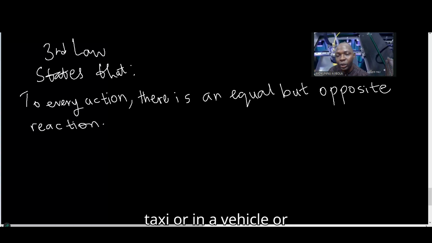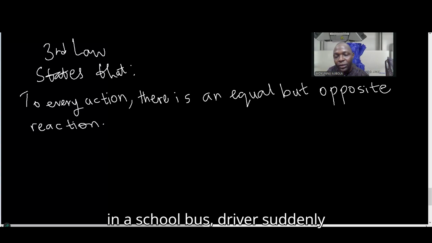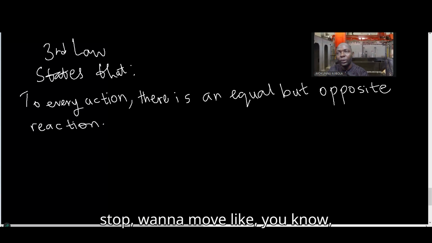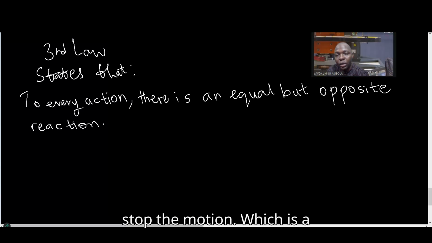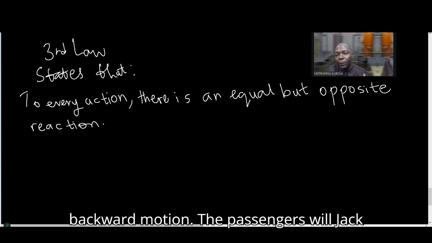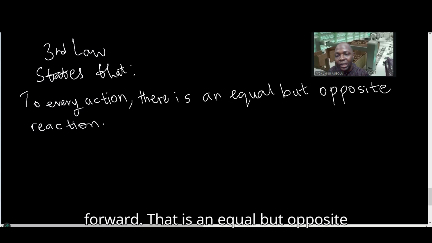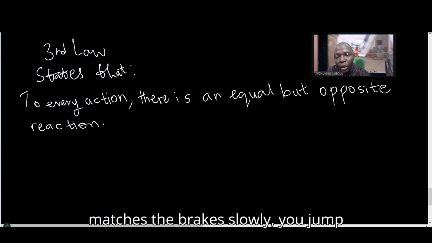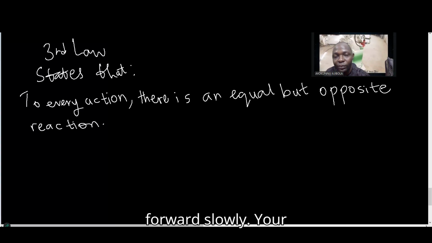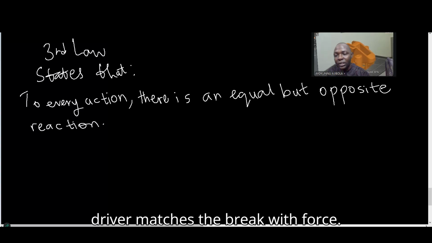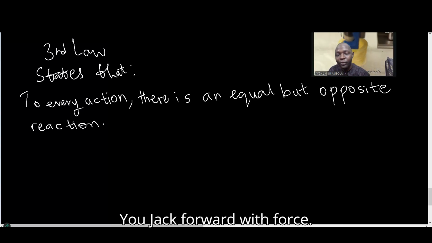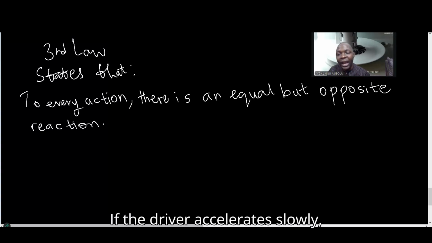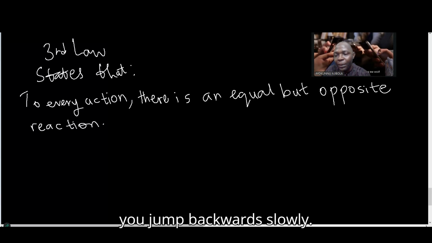If you are in a taxi or in a vehicle or in a school bus, if the driver suddenly applies the brake, to stop the motion, which is a backward motion, the passengers will jerk forward. That is an equal but opposite reaction. So if the driver brakes slowly, you jerk forward slowly. If the driver brakes with force, you jerk forward with force. If the driver accelerates slowly, you jerk backward slowly.